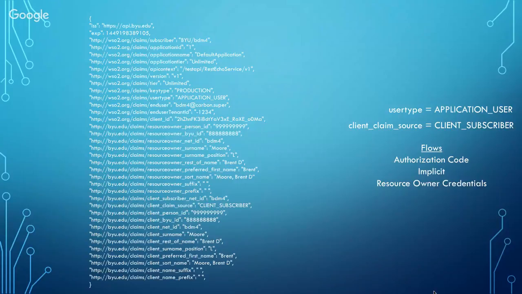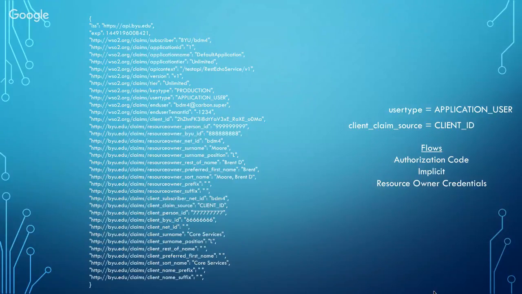Okay, this is what this looks like if you speak OAuth and you know how client flows work. All of the other flows create this kind of JWT. So authorization code, implicit, resource owner credentials. All of those flows produce this kind of a JWT to the back end, because those all involve a resource owner.